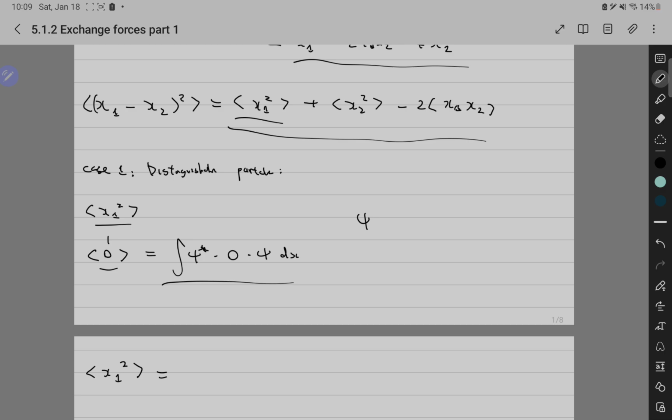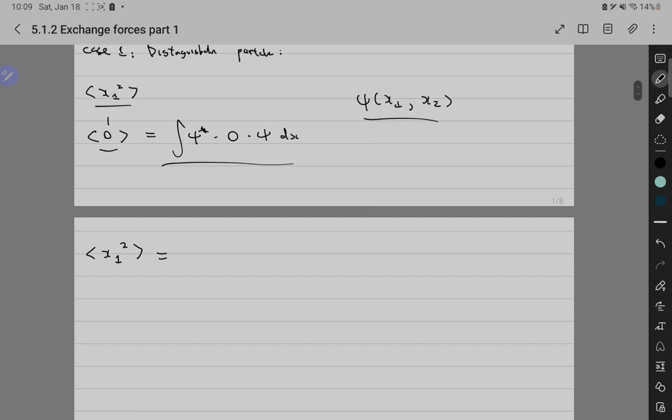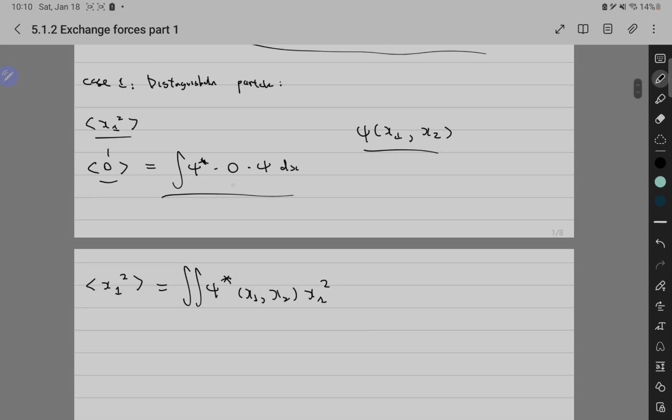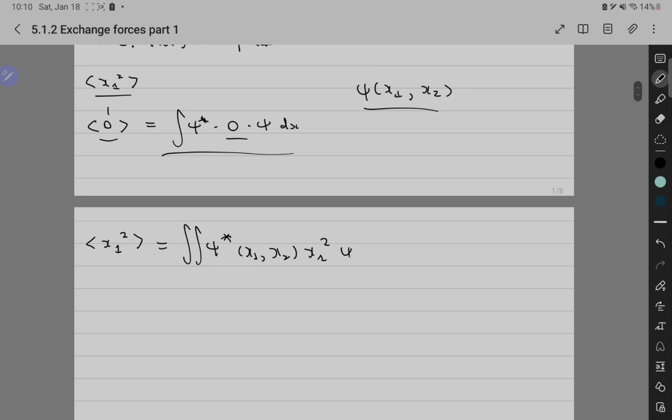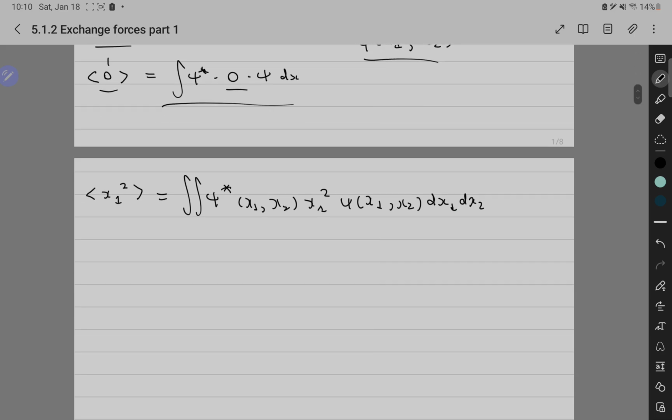Because the system that we're considering is a two-particle system, the total wave function should be a function of both x1 and x2, right? So in this case, we're going to have a double integral of psi complex conjugate (x1, x2), then our x1 squared between them, same as how our O is between these two, and then psi (x1, x2), dx1, dx2. So this gives us the expectation value of x1 squared, right?